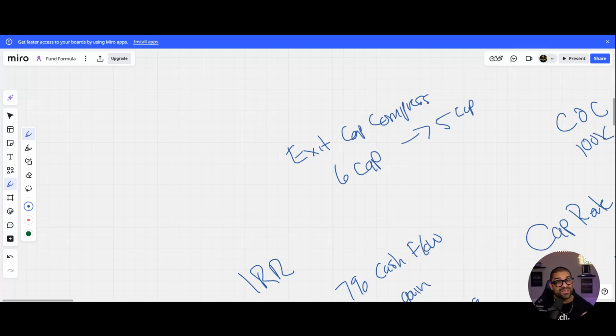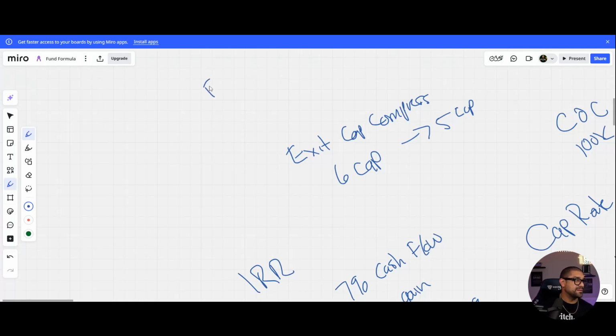If they go up, you suddenly didn't predict the market right. Investors will nod when you say exit cap compression, but what they're really asking is, when you sell this thing, will I make money or not? So for a side by side comparison, you have fix and flips, right?